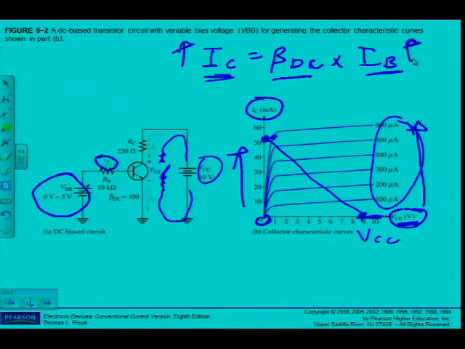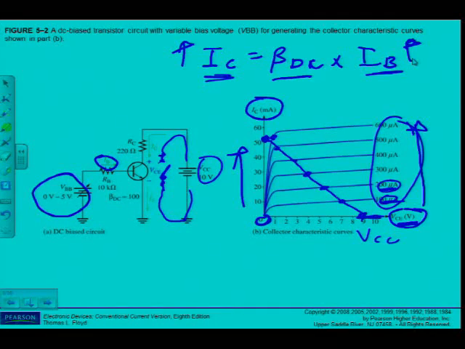You can see here, as I change these values of IB, you can see where it cuts my load line. That would be the Q point for that IB, and so forth. You can see how the Q point moves along the load line as I change the value of IB. Now we've just seen in the example that I should not bias my amplifier, the Q point, so that it is either too close to saturation or too close to cutoff.